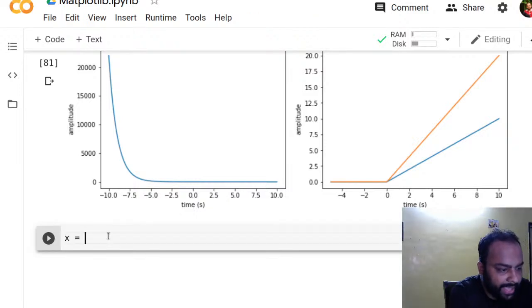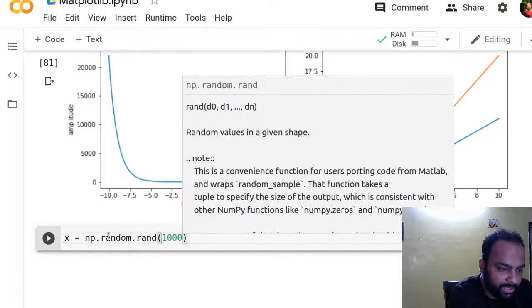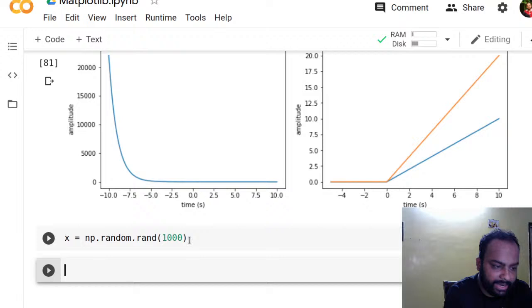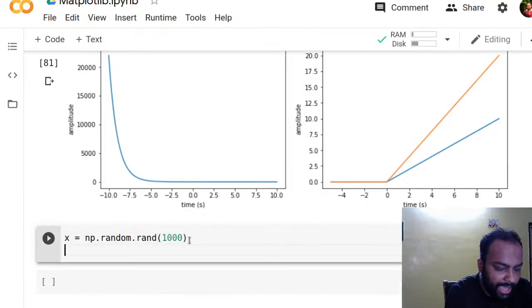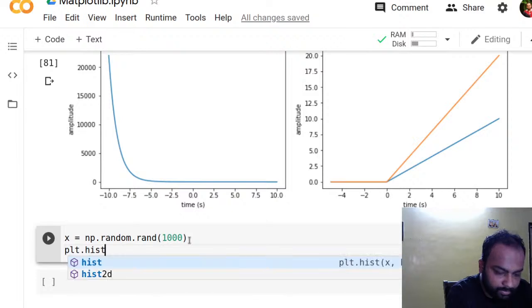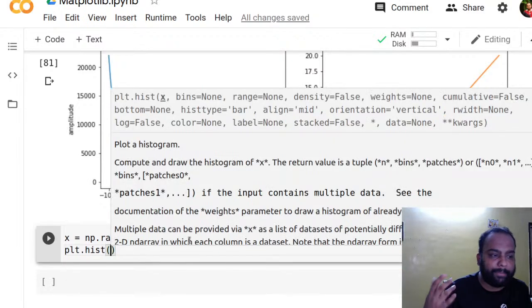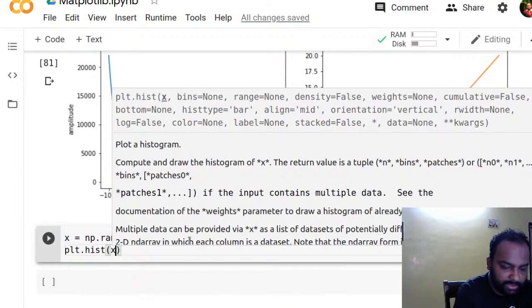Let's create an array x of np dot random dot rand, and say let's pull 1000 points of random data. Nice. Okay, and say plt dot, let's say, okay. So what I'm doing right now is I'm plotting a histogram. Let's see.